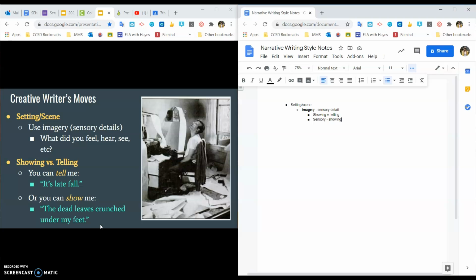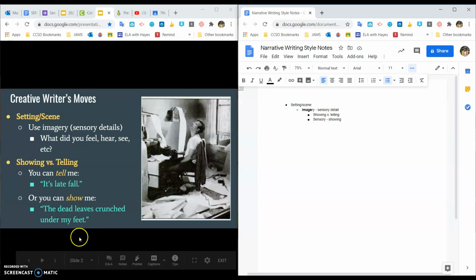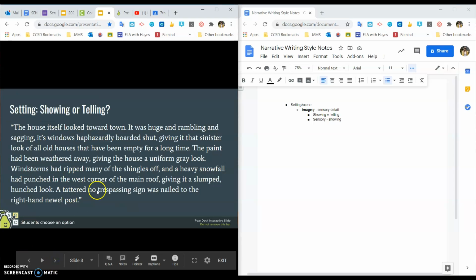Now, showing isn't always talking about detail. It's not always a matter of painting the scene for your reader. Sometimes showing is just giving further explanation. If you want to compare showing in creative writing to what you would use in argumentative writing, your evidence in argumentative writing is what showing is to creative writing or narrative writing. They often overlap. So here's an example of showing.